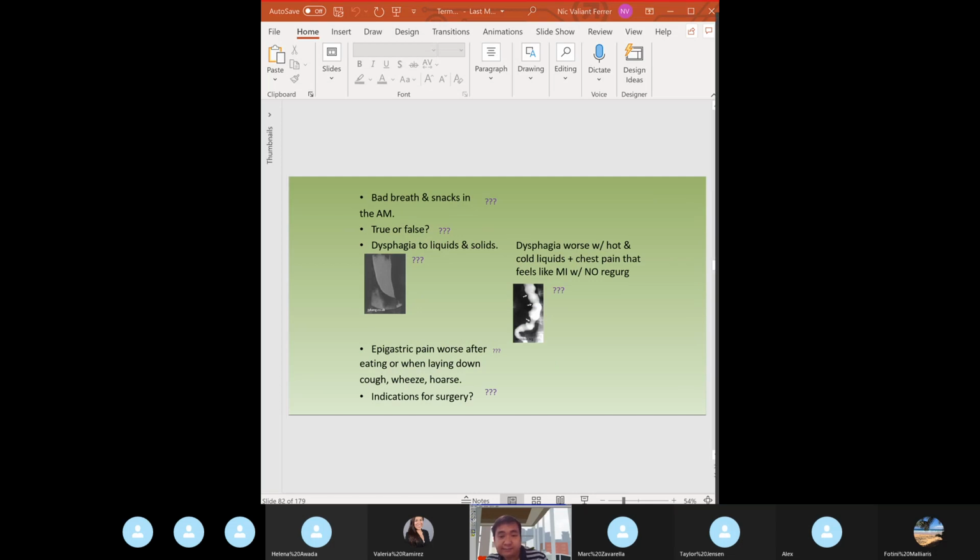All right, next. Bad breath and snacks in the morning. What are we thinking? So the patient has halitosis, and then keeps regurgitating food. He keeps on eating early in the morning. So there must be something wrong with the oropharyngeal muscle.